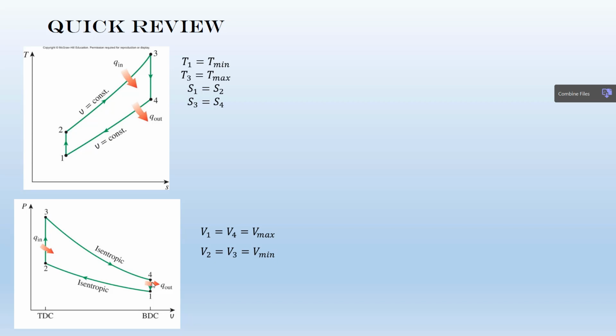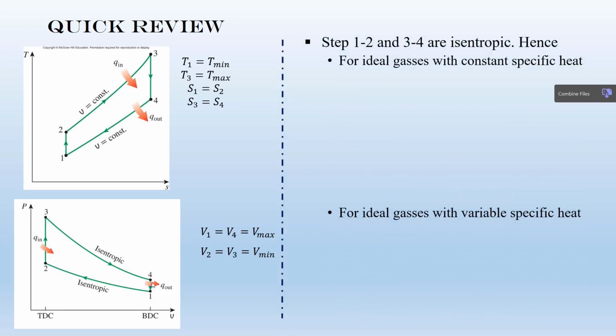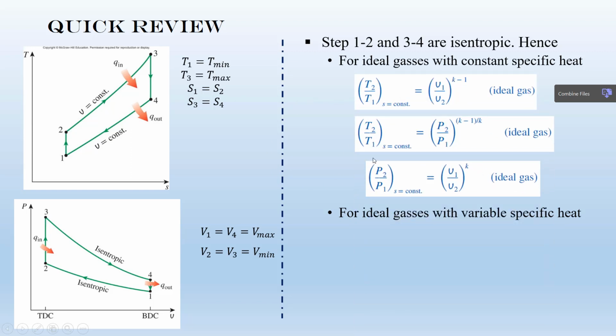The other thing is that we have two isentropic steps in this cycle. If you remember from the previous chapter, we developed some correlations for isentropic processes with ideal gas. If we assume that we have a constant specific heat, we can use these three correlations to relate temperature to volume, temperature to pressure, and pressure to volume of an ideal gas in an isentropic process.